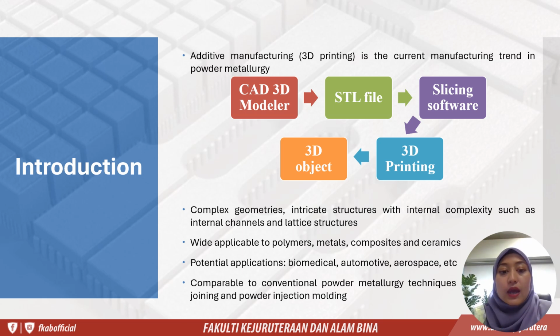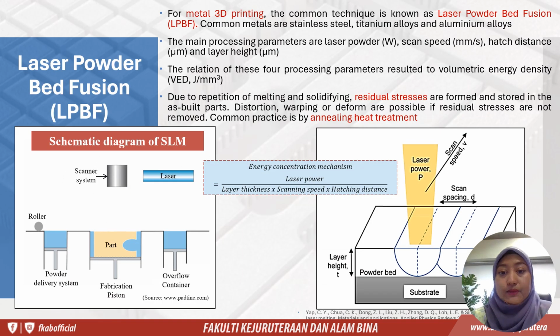So via 3D printing, we can produce complex geometries and intricate structures with internal cooling channels, such as lattice structures, and it is applicable to polymers, metal, composite, and also ceramics. It has the potential to be applied in biomedical, automotive, aerospace, and others. And it is comparable to conventional powder metallurgy techniques such as joining, casting, and also powder injection molding.